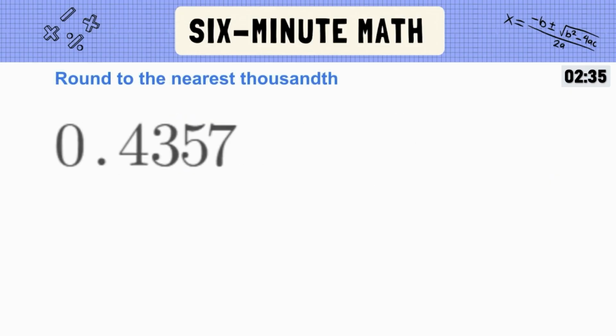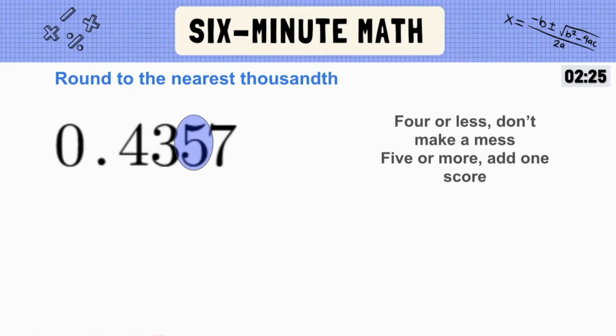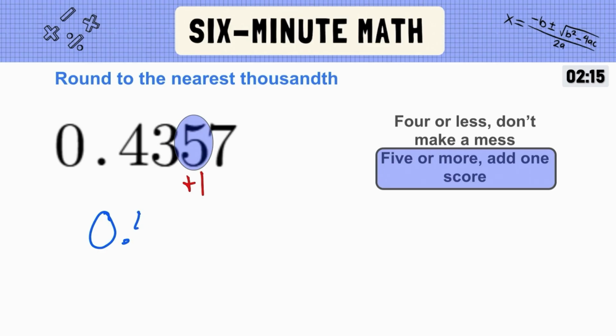Let's round to the nearest thousandth. What number is in my thousandths position? It is a 5. So I look at that neighbor on the right, which is a 7. It is more than 5, so we're going to add 1 score, giving us an answer of 0.436, and that place value I end with matches the place value I am rounding to.